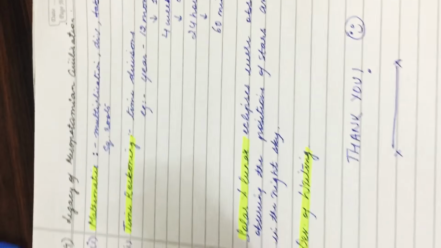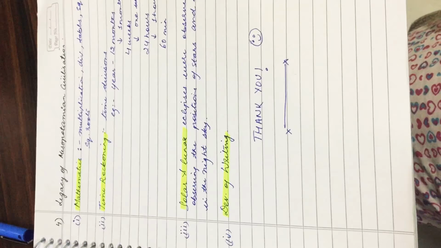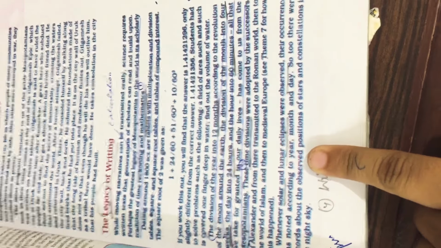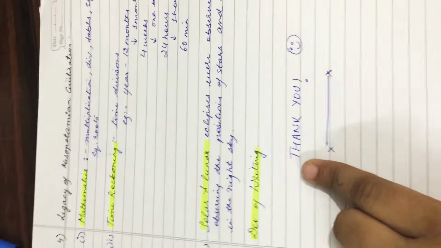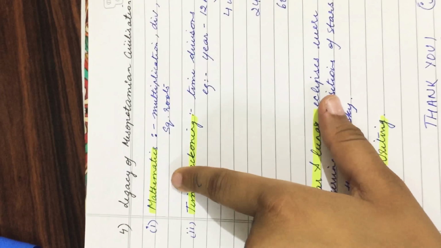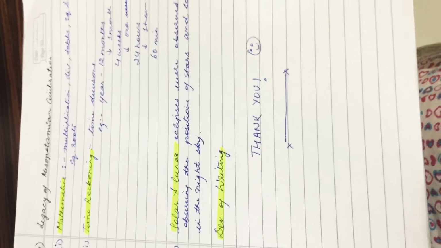Now the last topic which we are going to cover is the legacy of Mesopotamian civilization. So this topic is covered over here. It has got 4 points. Alright, so the first point is mathematics. Multiplication, division, squares and square roots have been given by the Mesopotamian civilization.